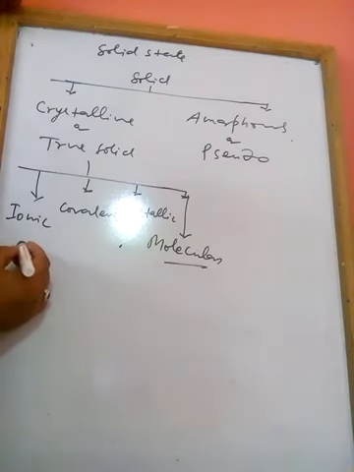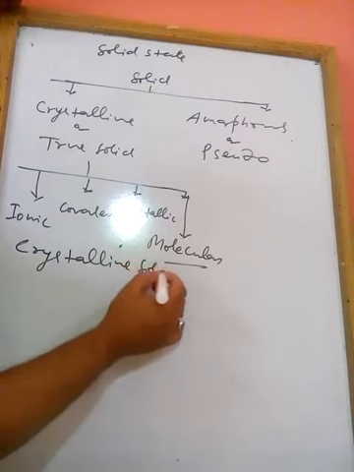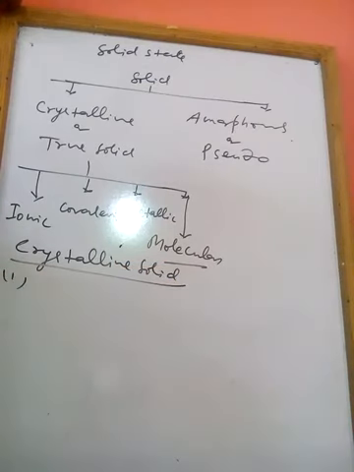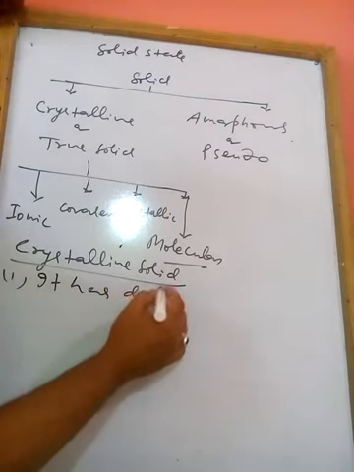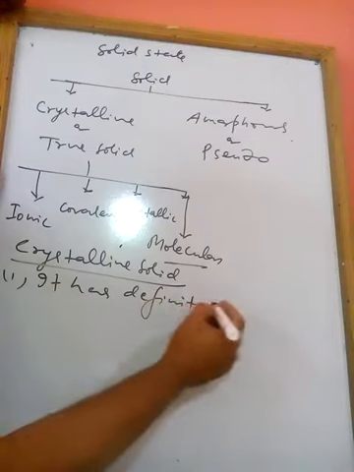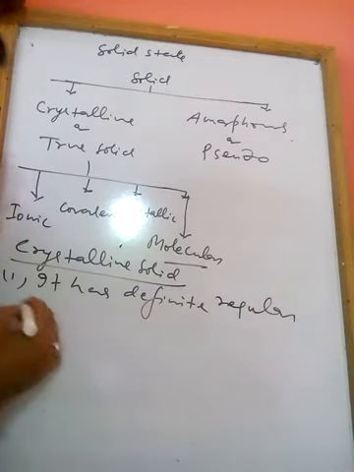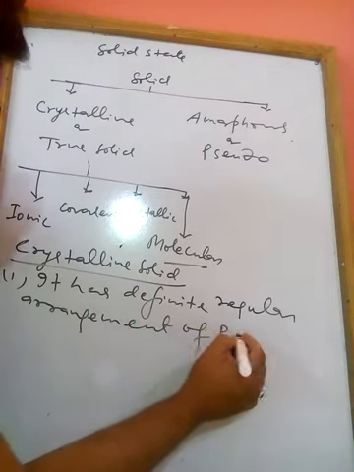First of all, what are the characteristic properties of crystalline solid? Crystalline solid is one which has definite characteristic geometrical shape. It has definite regular arrangement of particles.